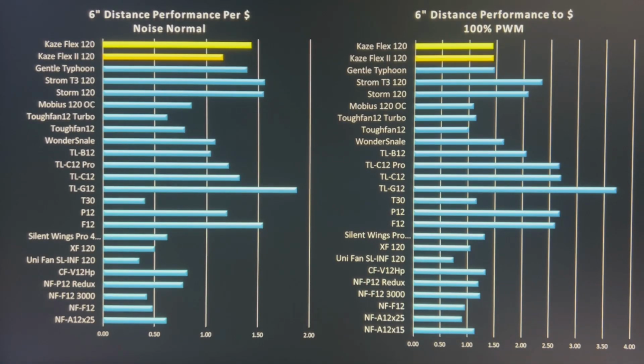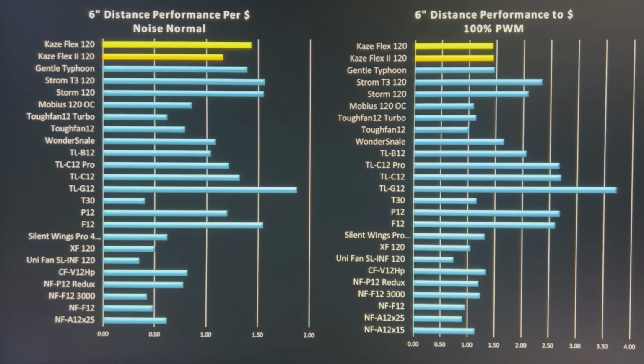Okay, now we're into the value proposition. The Kaze Flex Original is a $14 fan. The Kaze Flex 2 is a $16 fan. So they're both in what is now considered a value category, where kind of north of $25 is leading into premium fans, while less than like that $14, $15 mark is where you're into extreme value fans. So they're in what I would call a value category.